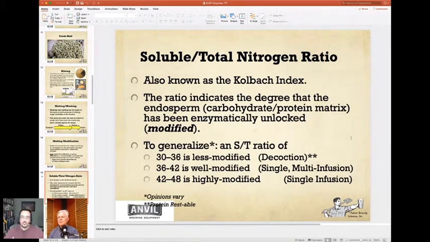Okay. Thanks, John. We'll keep going. All right. So we'll talk a little about the soluble to total nitrogen ratio.